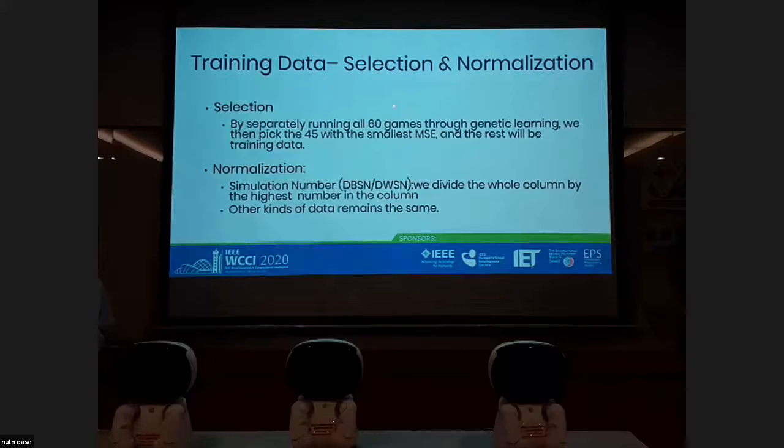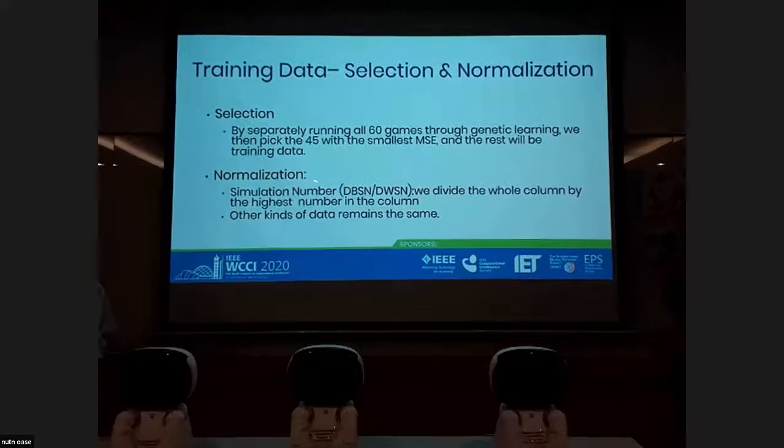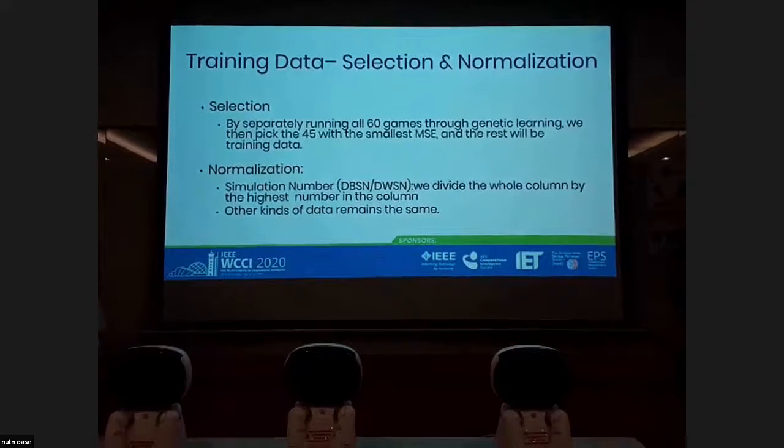For our training data, our selection and normalization. For selection, we separately run all 60 games through genetic learning. We then pick the 40 with the smallest MSE, and the rest will be our testing data. For normalization, the simulation number, SN, is relatively higher than other numbers and we want to keep all our numbers between 0 and 1, so we divide the whole column by the highest number in the column, and other kinds of data remain the same.